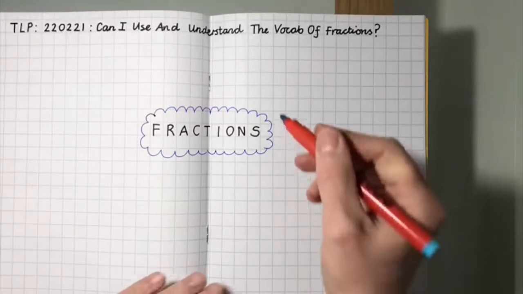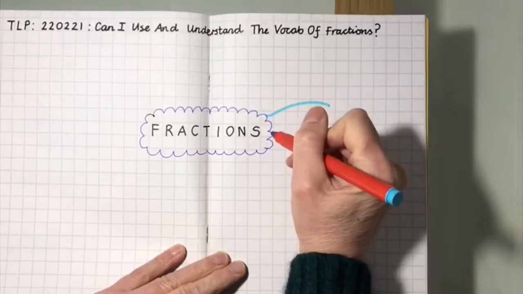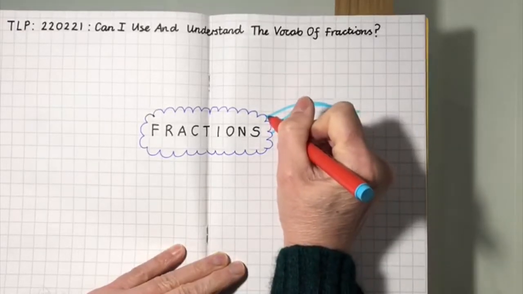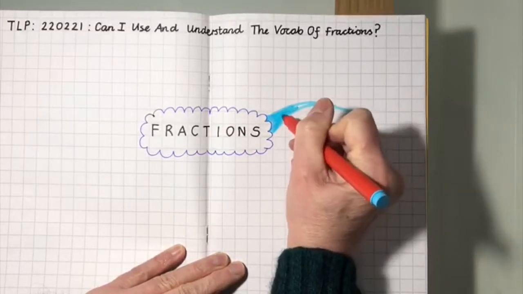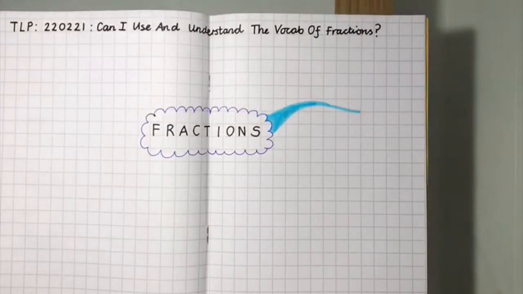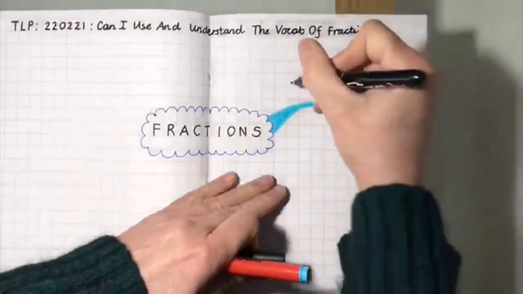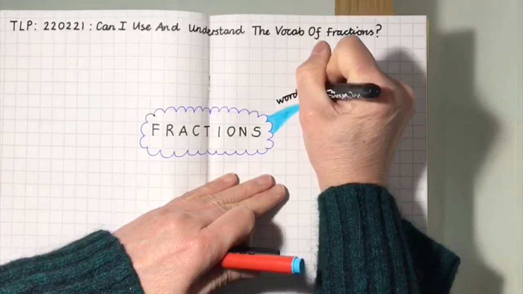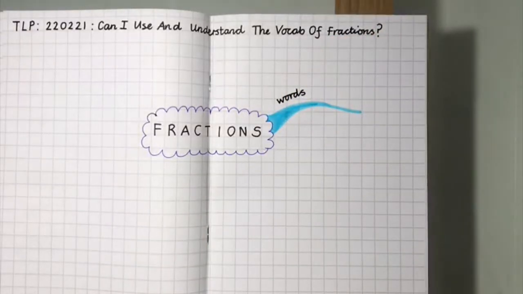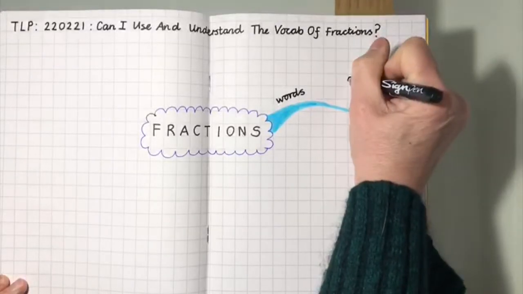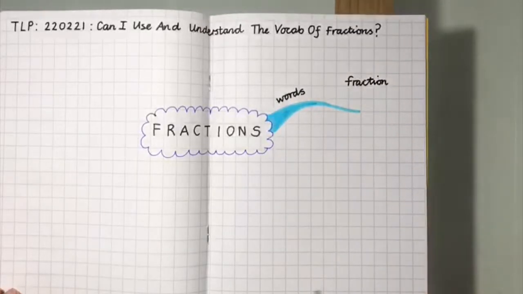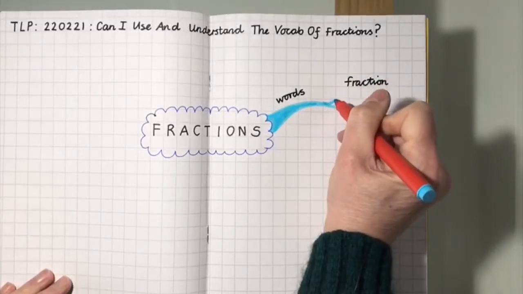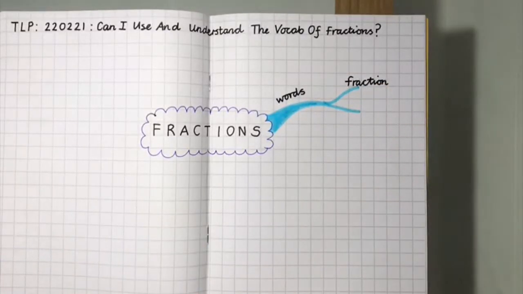Okay, so we're ready to draw our first branch coming off our centre. This first branch is going to be the language, just words that we need to know about fractions. The first word is fraction. What actually is a fraction? When we talk about a fraction of something in casual everyday talking, it means a small bit of something.